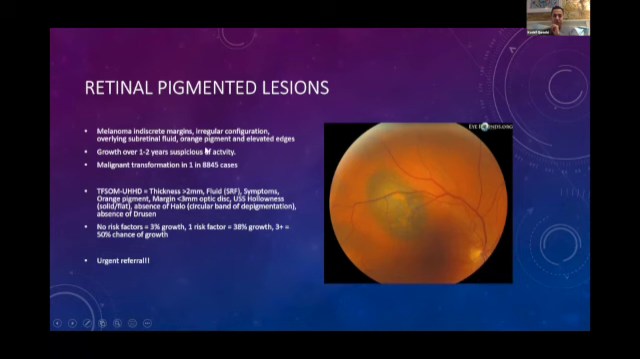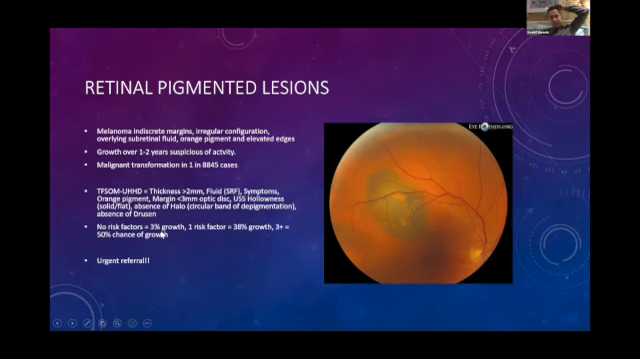The rate of transformation from a benign lesion to malignant is incredibly small. It's sort of 1 in 8,845 cases. I'm sure Mr. Kashani went through this in his brilliant talk before, but the things to look for in a melanoma are thickness greater than 2 millimeters, fluid, symptoms. So if they start getting any visual symptoms from it, orange pigment, margin less than 3 millimeters from the optic disc, ultrasound hollowness, is it solid or flat, absence of a halo, circular band of depigmentation, and the absence of drusen.